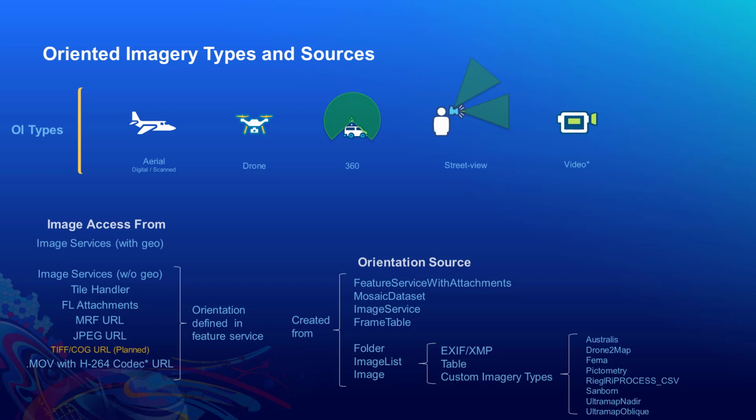Orientation is defined in the feature service, and orientation is extracted from a mosaic dataset, image services, frame table, or feature service attachments. If you have an image folder or image list, then it is extracted from EXIF, maybe a table, or custom imagery types, which are just Python scripts.